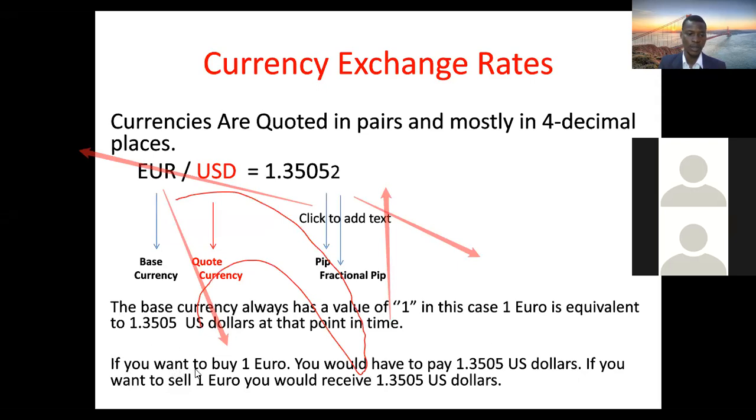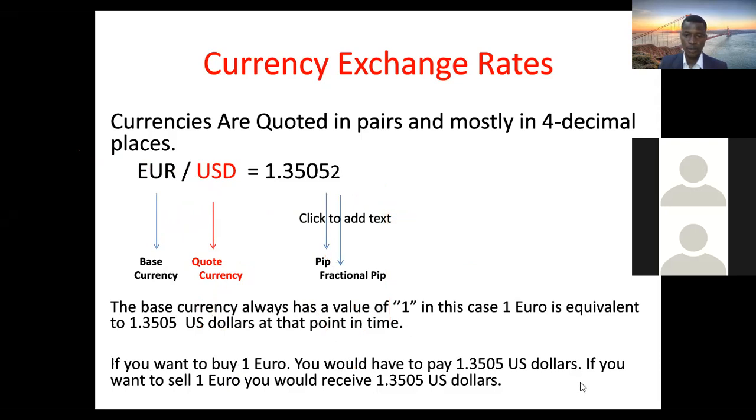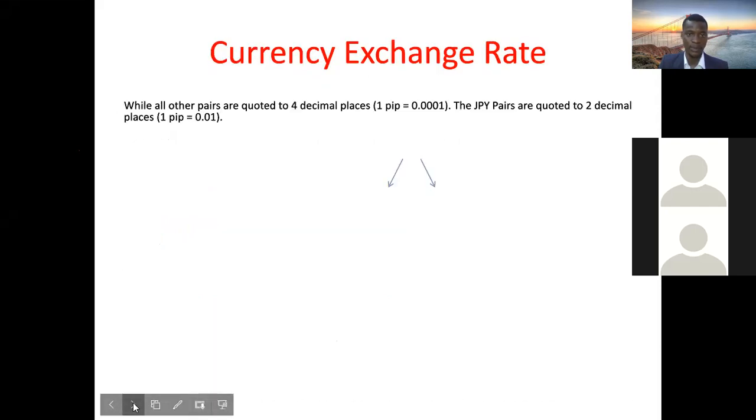Okay, if you want to sell 1 euro, in this example you're going to receive 1.3505 US dollars. Okay, so that's what it means. Let's move to the next one.